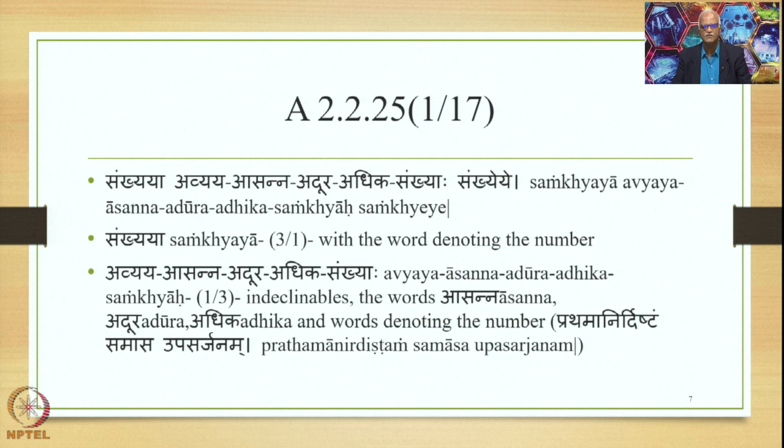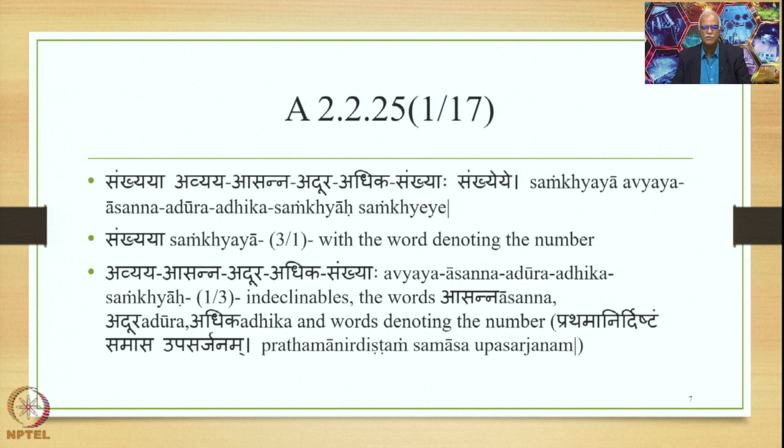There are three padas in the sutra. Sankhyaya is the first pada. This is the Tritiya Ekavachana of Sankhya, 3/1, meaning with the word denoting the number. The second pada is Avyaya Asanna Adura Adhika Sankhyaha. This big samasa contains five constituents: Avyaya, Asanna, Adura, Adhika and Sankhya. And this word is in the Prathama Bahuvachana, namely 1/3.